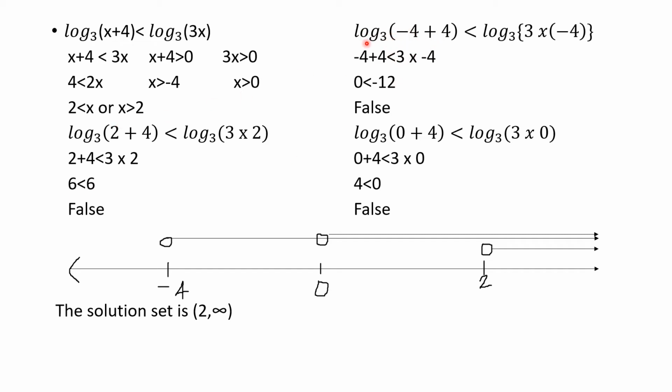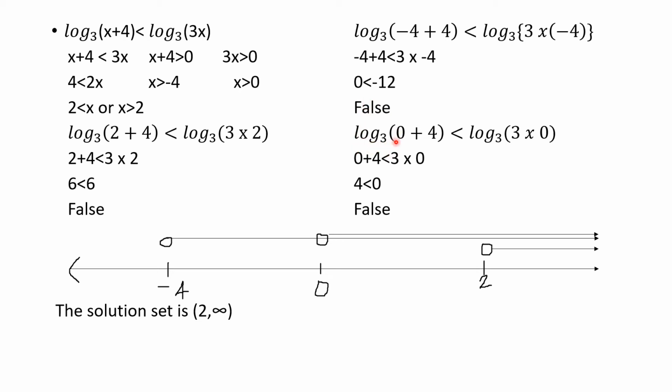So log base 3 of negative 4 plus 4 is less than log base 3 of 3 times negative 4. So cancel the logs, and then you end up with negative 4 plus 4 is less than 3 times negative 4. So negative 4 plus 4 is 0. 3 times negative 4 is negative 12. So this is obviously false. And then we go to the third critical value.